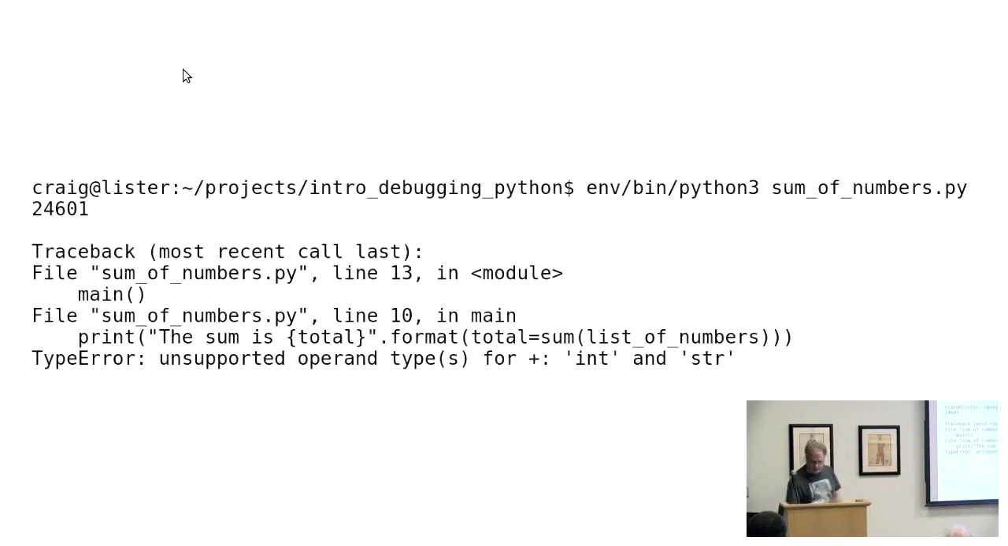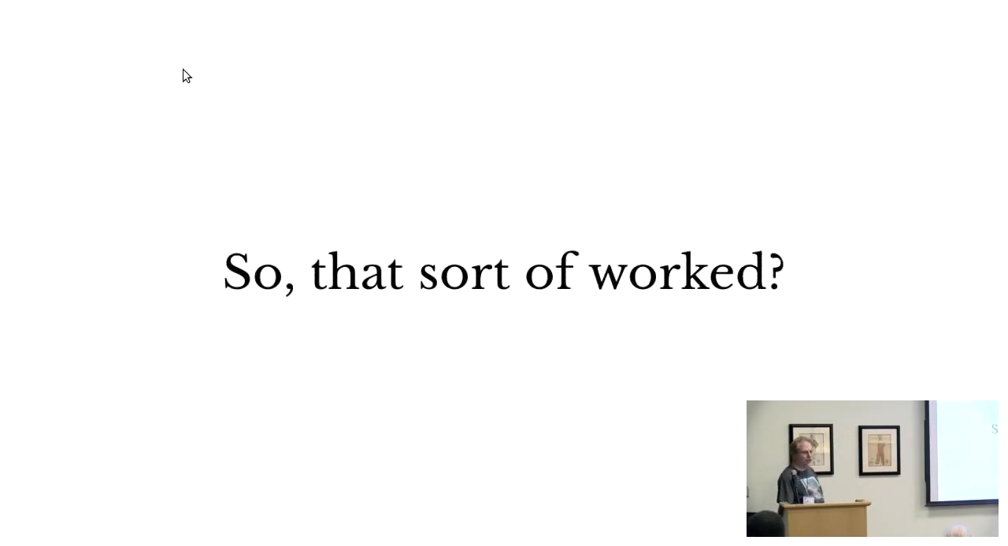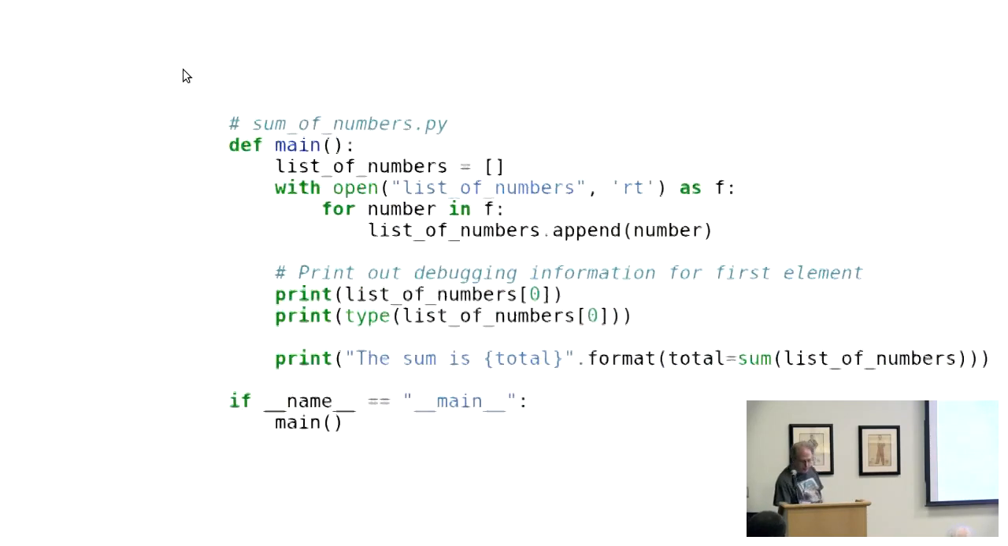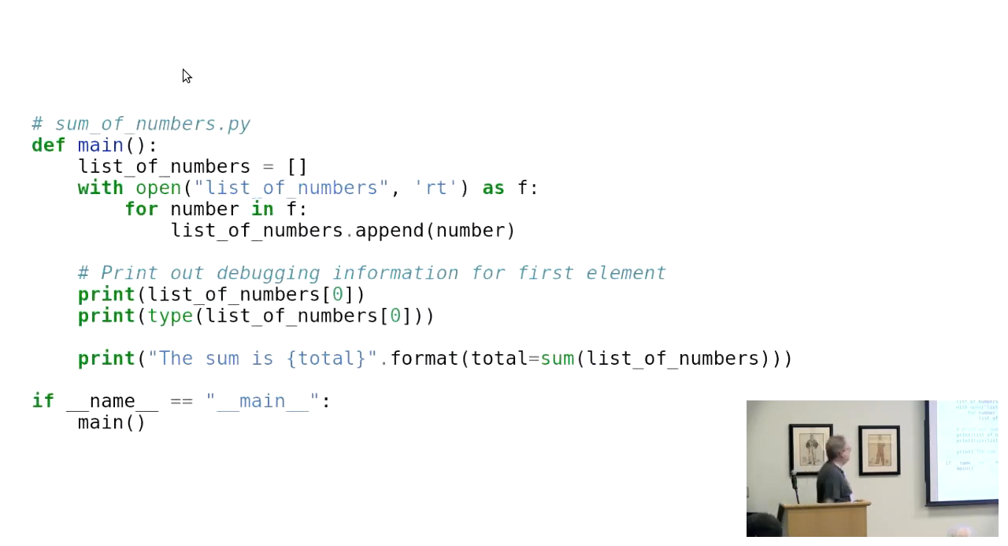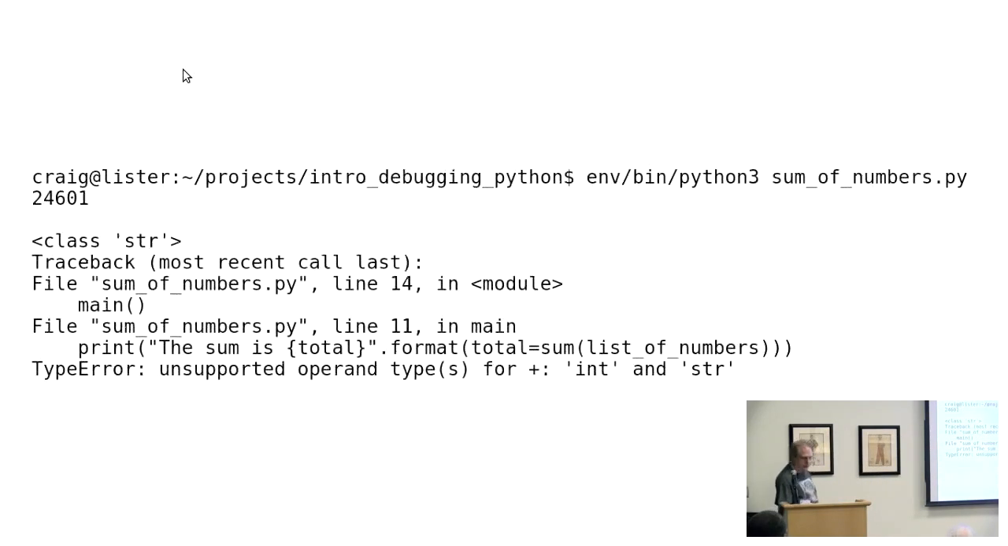All right. So that sort of gave us some information, but not quite. Let's try and do a little bit better. We could throw in and figure out what the type is, and that'll tell us, okay, we're getting a string in here. Well, we kind of knew that already. I mean, in this simple example, we kind of know, okay, yeah, it's an int and a string that it's trying to combine. Can't do that.